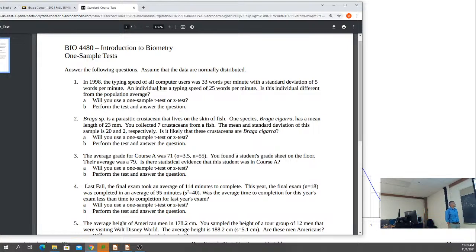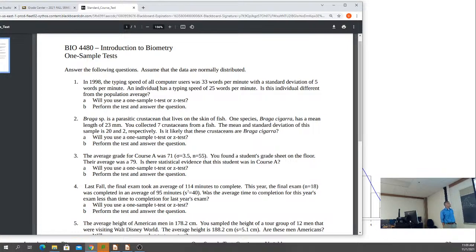So question one: in 1998, typing speed of all computer users was 33 words per minute with a standard deviation of 5 words per minute. An individual has a typing speed of 25 words per minute. Is this individual different from the population average? Is this a t-test or a z-test, and why?